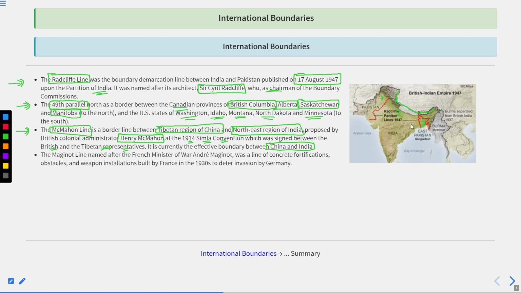Got it? Then we have the Maginot line. The Maginot line is actually named after the French Minister of War, André Maginot.